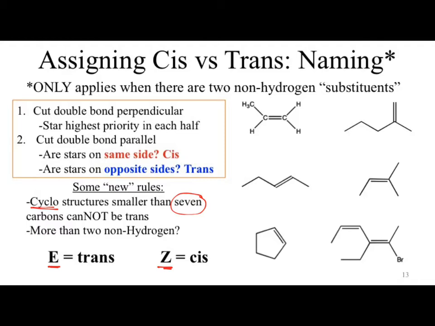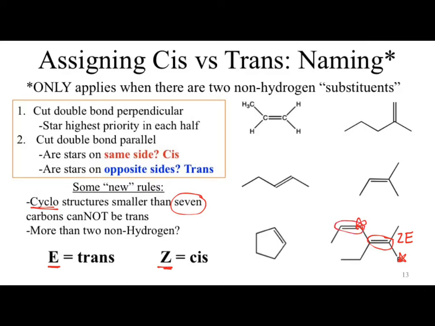So back on this one, if we had to go through and name that, we went through and decided that this double bond was trans, which we said was E. We would have to specify where that double bond showed up. Let's just say it's at position 2. You'd say 2E way out in front of the name, just like you did with R and S.